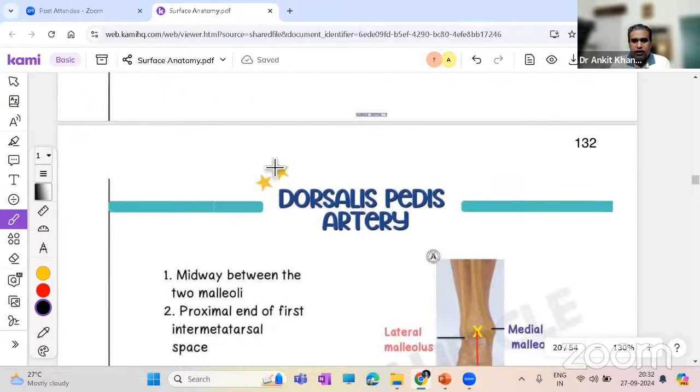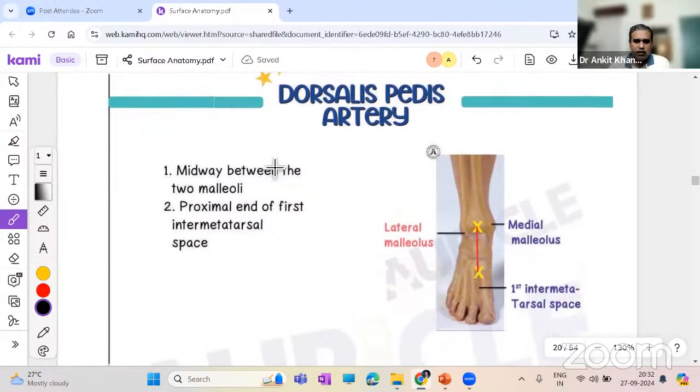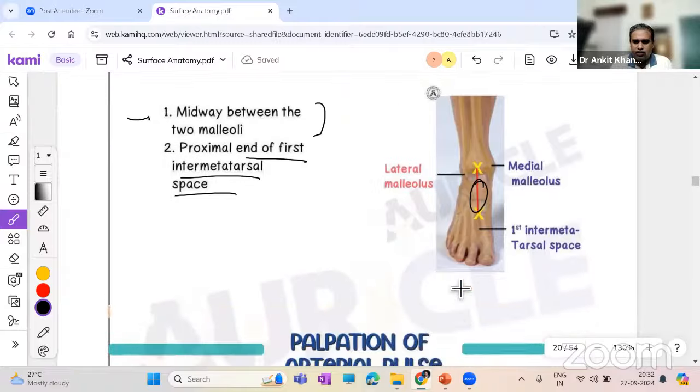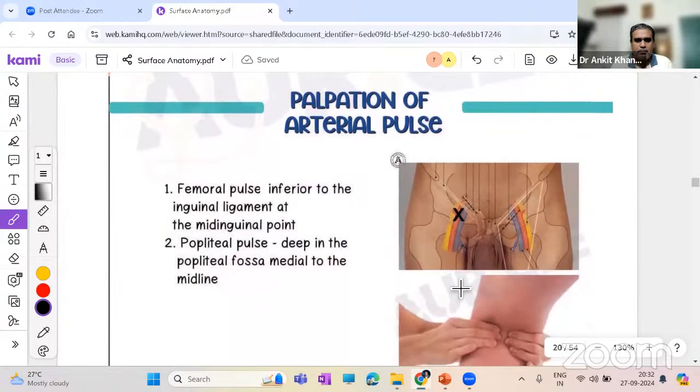So here is the anterior tibial artery, and here is the dorsalis pedis, which I just told you. So it is from here to here: midway between the two malleoli and the proximal end of the first intermetatarsal space till here. So here is the area where you can easily palpate the dorsalis pedis artery. So practice palpating these arteries, because every individual, you might encounter some changes here and there. Not everybody is exactly the mirror image. The whole world of 8 billion are not clones, right? So everybody has minor changes. So keep practicing.